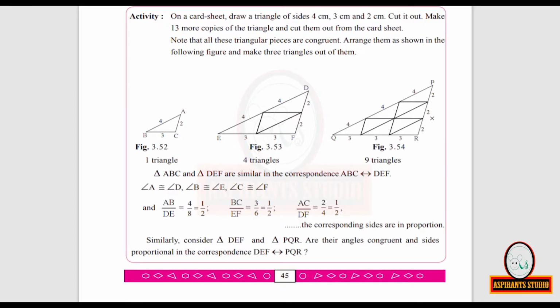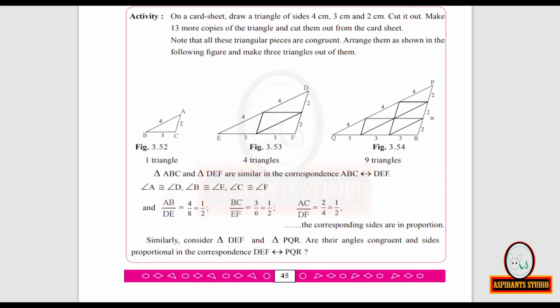Check whether BC upon EF is also 1 upon 2, because we have to check whether the corresponding sides are in proportion. Vertex B corresponds to vertex E. Vertex C corresponds to vertex F. So BC upon EF will become equal to 3 upon 6.